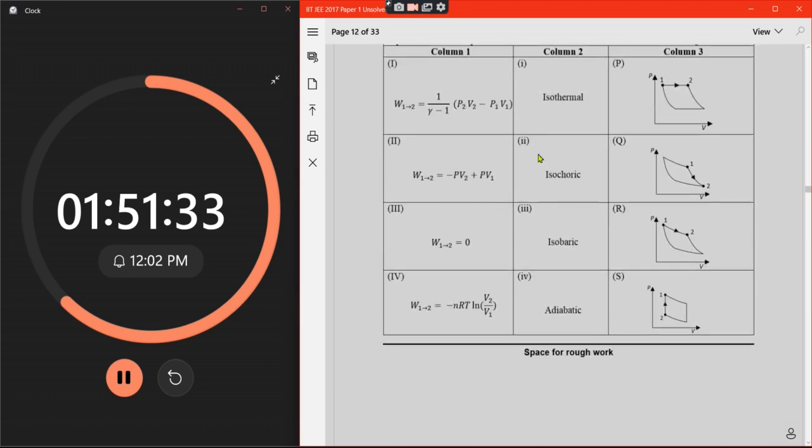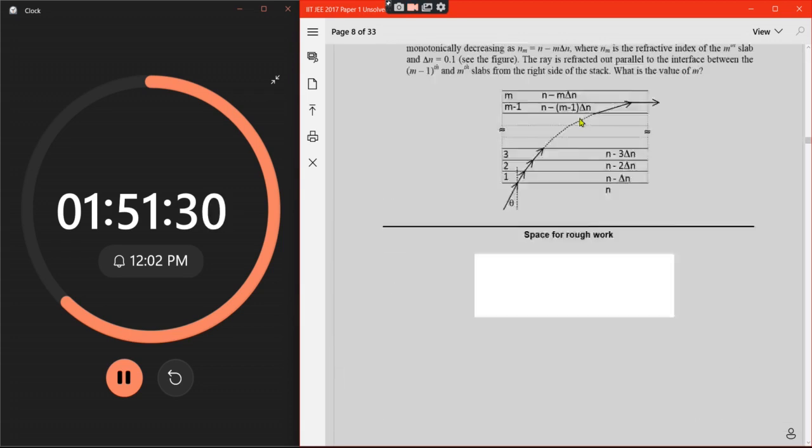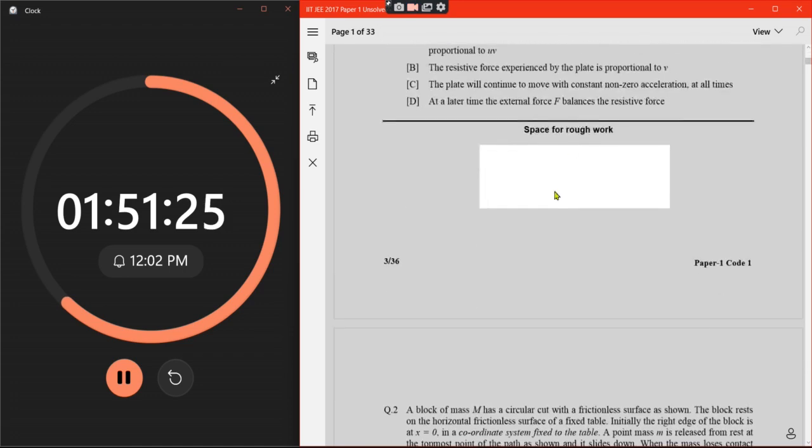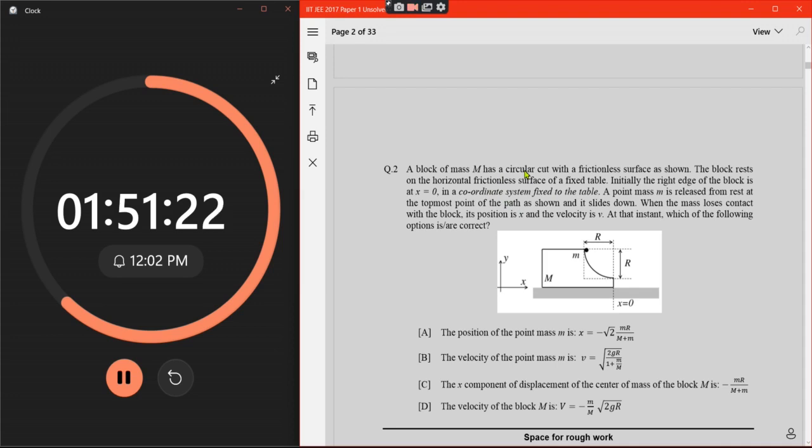Okay, let's start physics. Go up. A block of mass M with a circular cut with a frictionless surface as shown. The block rests on a horizontal frictionless surface on a fixed table. Initially, the right edge of the block is at x equal to 0. In a coordinate system fixed to the table, a point mass m is released from rest at the topmost point of the path shown. When the mass loses, and this thing, is it frictionless or what?